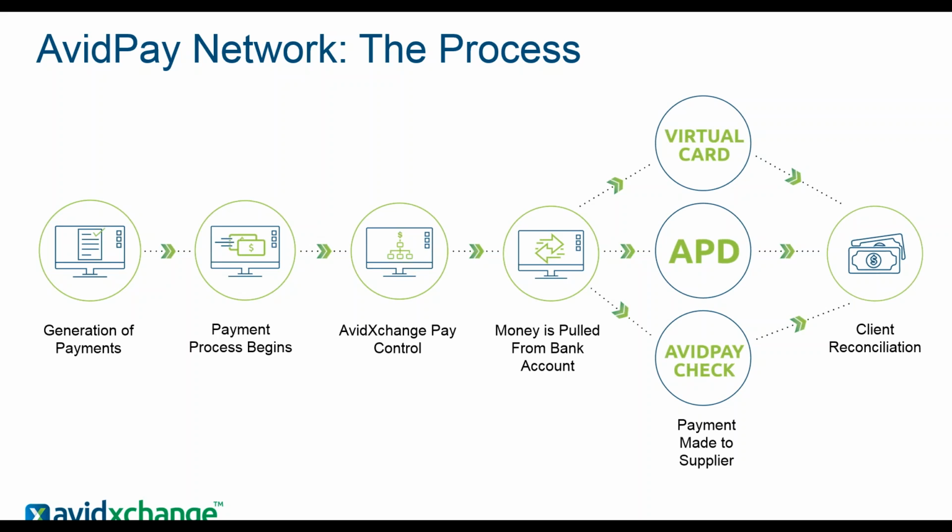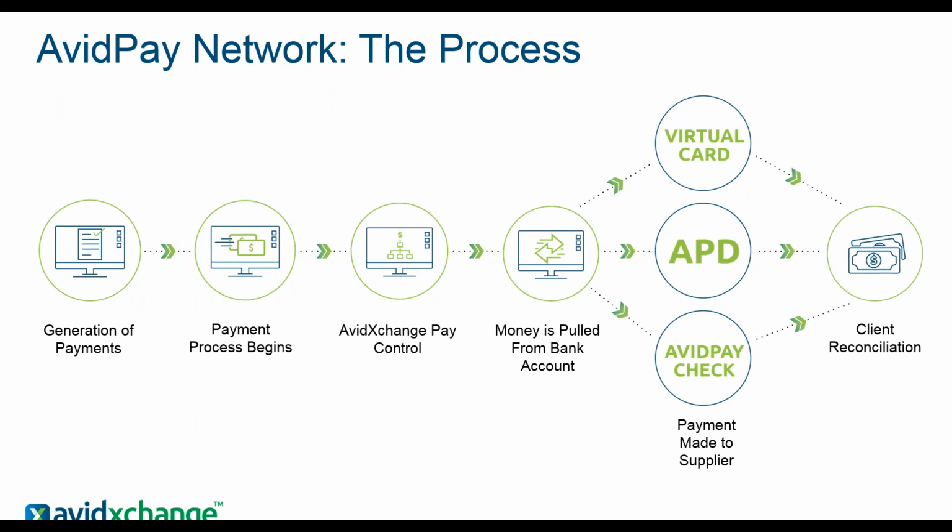So what happens is those payments that you want to send to AvidPay, instead of sending those payments after you batch them up to the local check printer, you'll simply select AvidPay Network as one of the items. You'll now ship those payments to the AvidPay network, and that kicks off a payment process within one of our call centers.